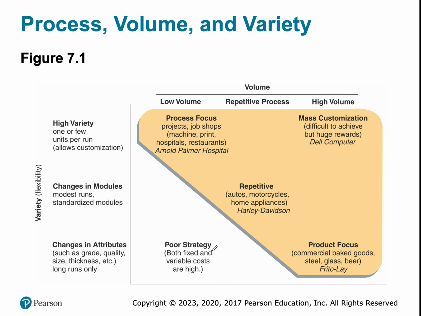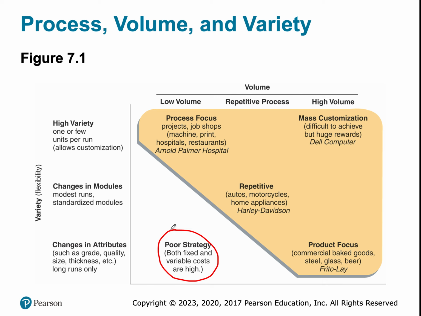When both your fixed costs and variable costs are super high, what it means in process strategy, in operations and production management, is simply that your strategy is poor. When you have low volume, you fall in the category of low volume and low variety, because your strategy is poor.